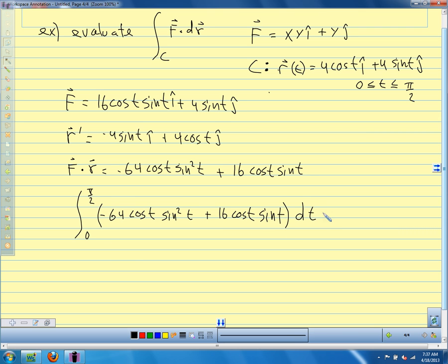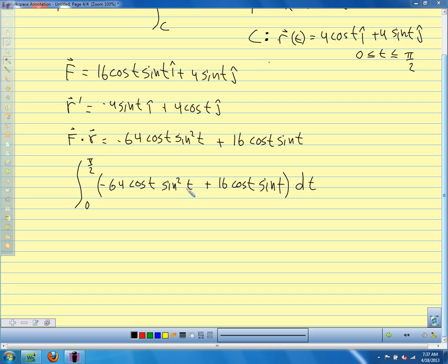The difference between this and what we were doing the other day was that the other day our F was a scalar function, not a vector. So our integral is set up nicely, and all of our integrals we can do with a u substitution. When we evaluate this, we get minus 64 thirds sine cubed t plus 8 sine squared t. And when we evaluate that from 0 to pi over 2, we end up getting minus 40 thirds.